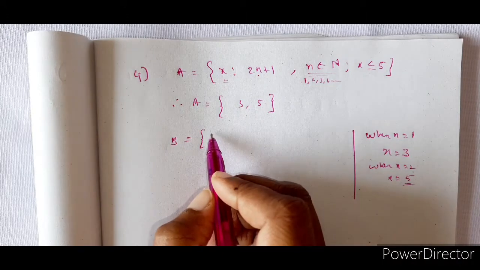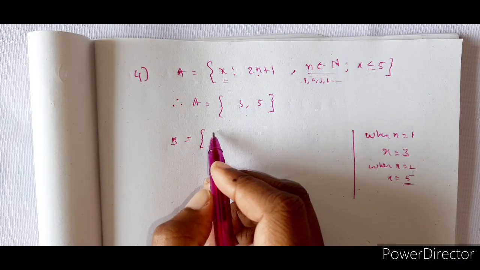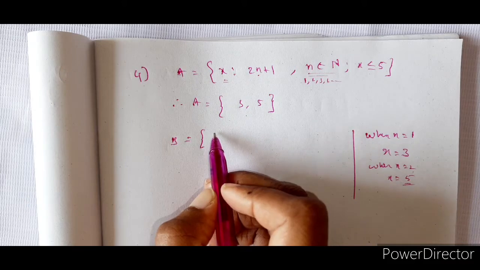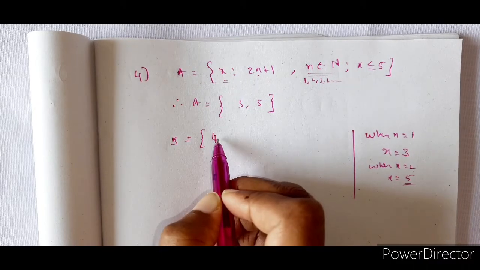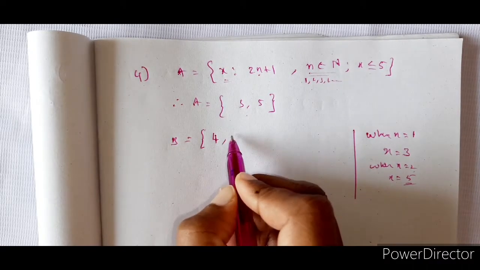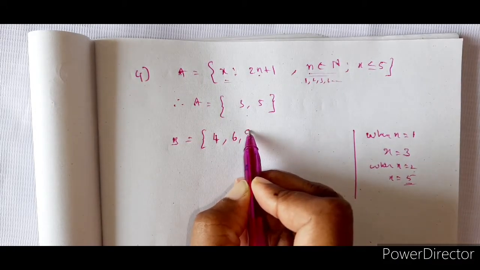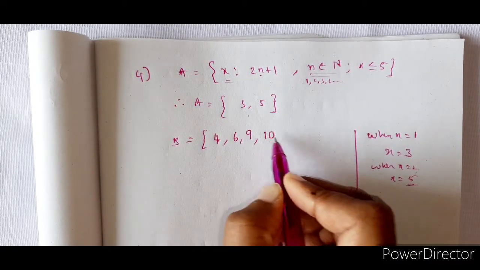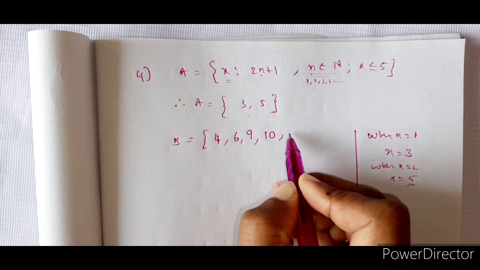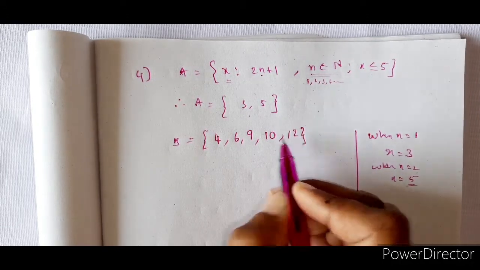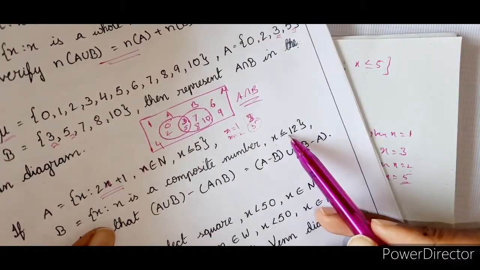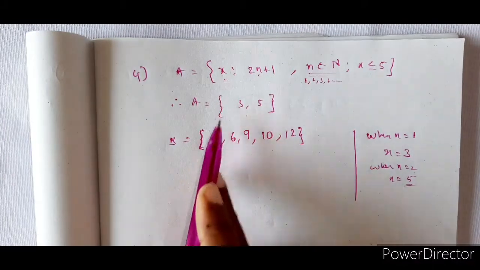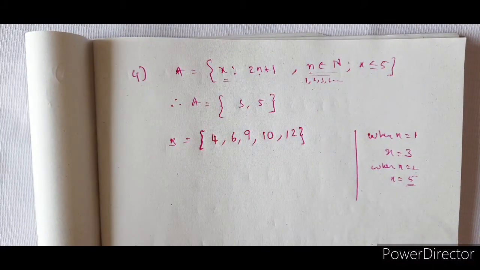So what are the composite numbers? Except 2, all even numbers, of course, and also a few odd numbers, right? So therefore 1, 2, 3 are not composite numbers. We'll go with 4, then 6, then 9, then 10, and 12 is also less than or equal to 12, so I am writing 12 here. So I got both A and B.